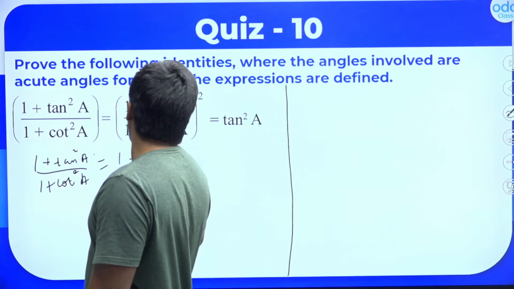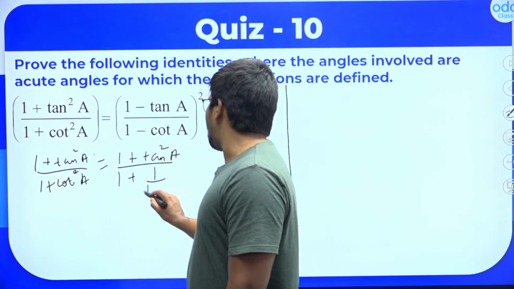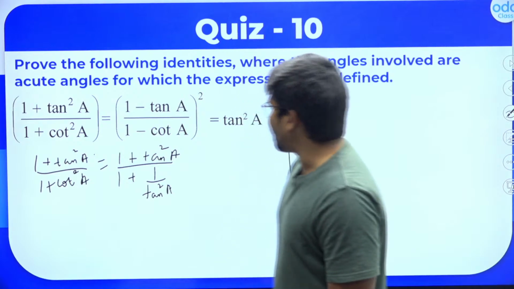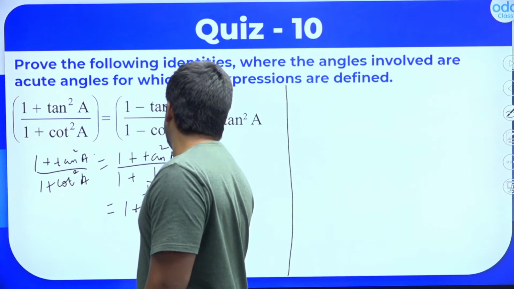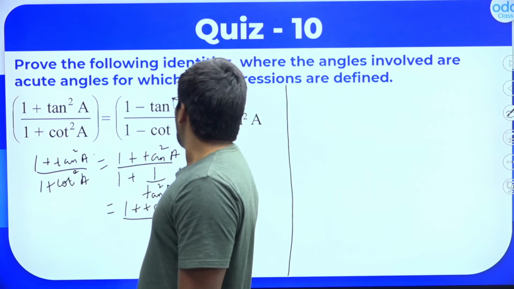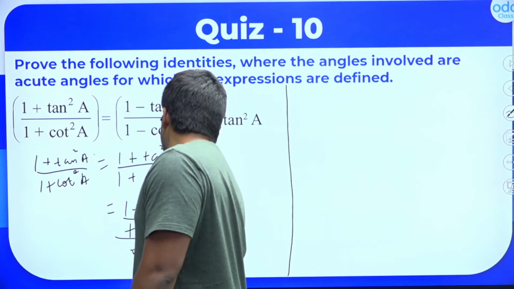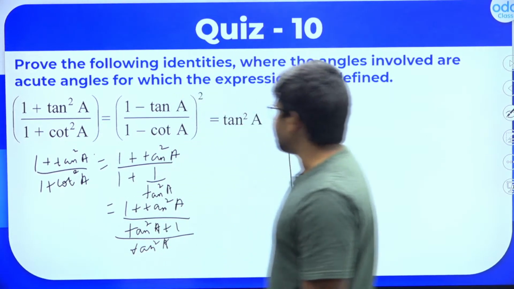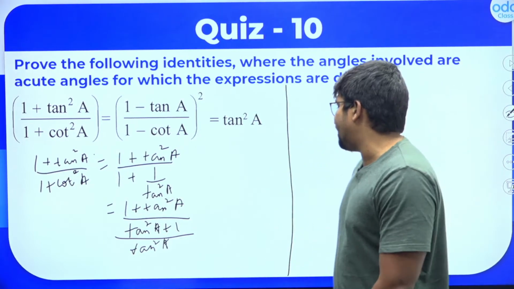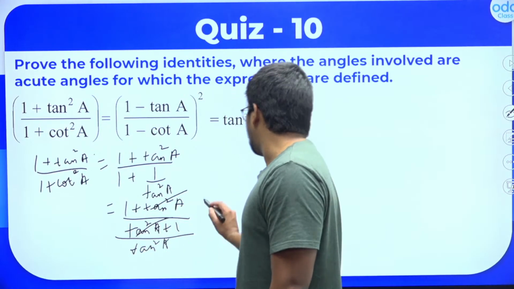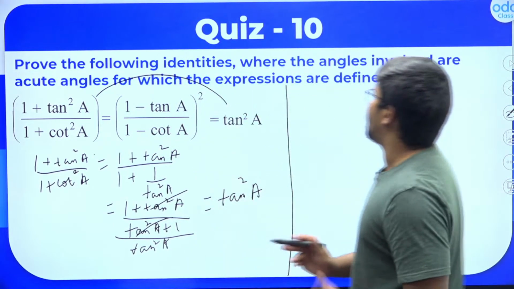This is equal to (1 plus tan square A) divided by (1 plus cot square A). You can write cot square A as 1 by tan square A. So this is equal to (1 plus tan square A) divided by (1 plus 1 by tan square A), which is (tan square A plus 1) divided by tan square A. Correct? So (1 plus tan square A) divided by, again, (1 plus tan square A) divided by tan square A. 1 plus tan square A, 1 plus tan square A gone. What are we left with? Only tan square A. So we have proved the first one is equal to tan square A. We have proved that one.